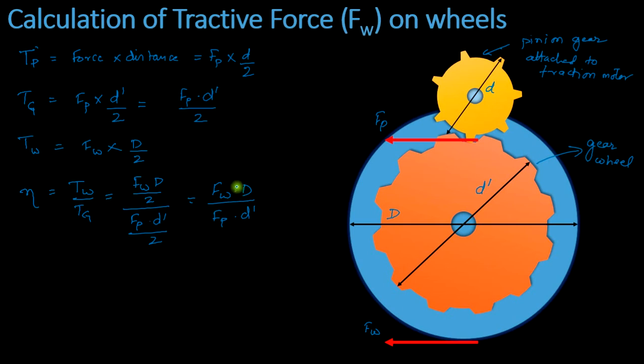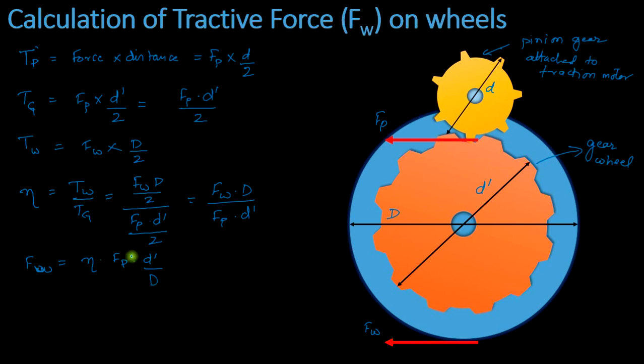We needed an expression for Fw, so we will take this Fw to the left hand side and adjust all other factors on the right hand side. So Fw will be equal to eta times Fp times d dash divided by D.